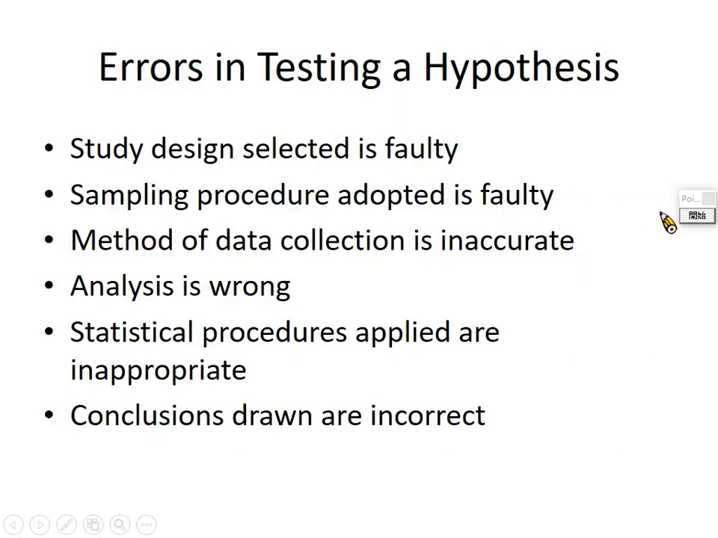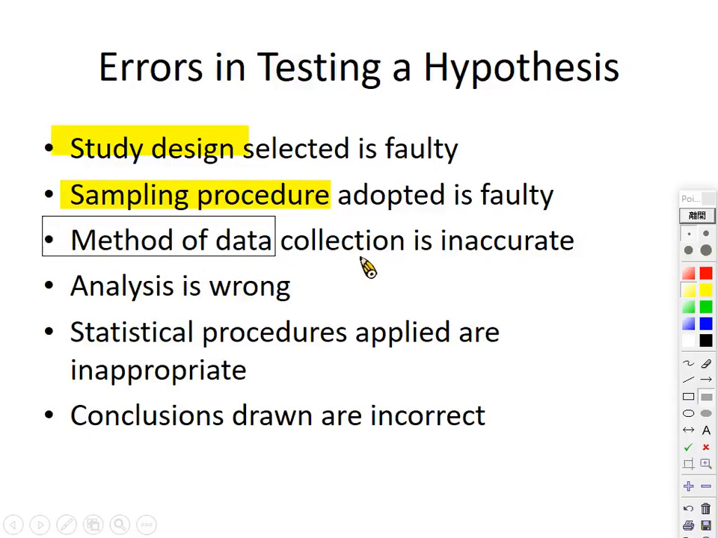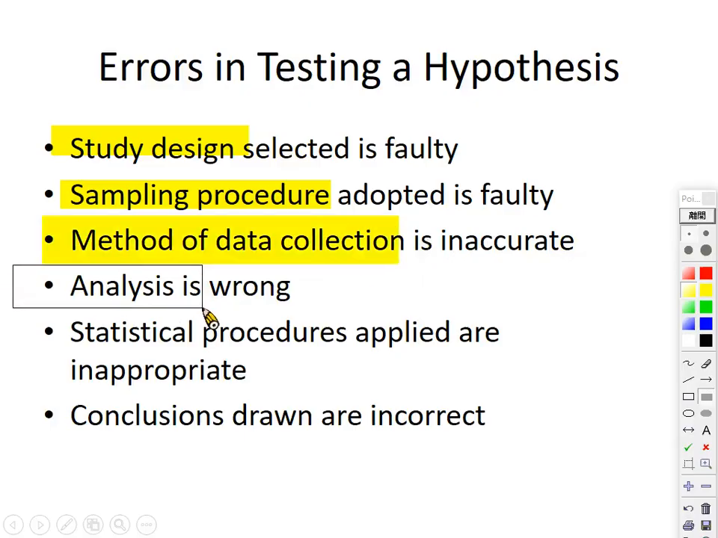And let's continue. Why do you have the possibility to commit errors in hypothesis testing? Well, there are a lot of issues here. For example, the study design may not be correct. Maybe the sampling procedure is not correct. We will talk about this in later lectures. Maybe the way of your data collection is not accurate. Maybe your analysis is wrong. Or maybe the statistical procedures you have taken are inappropriate.